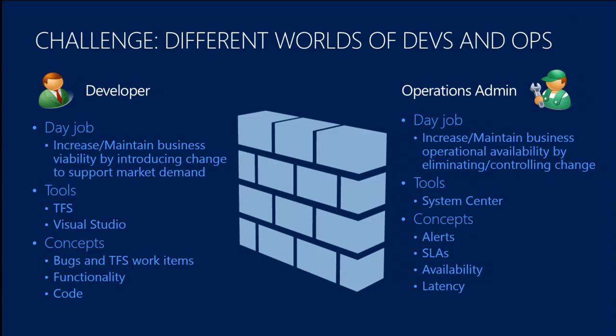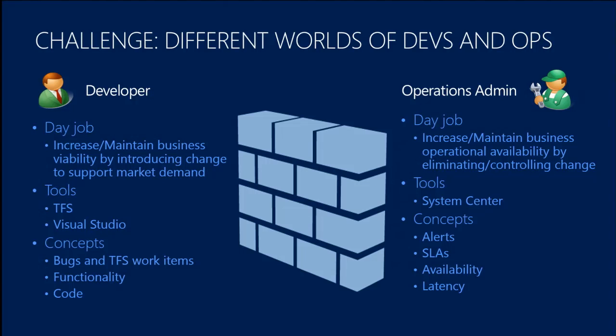But ops wants to do the complete opposite. They want to keep the application stable, so they want to control change and minimize it as much as they can. So here's where you have that conflict of interest, where you have the same application, and while both teams really want the application to succeed, they have completely different priorities. So this is what you need to keep in mind when you have your DevOps environment.